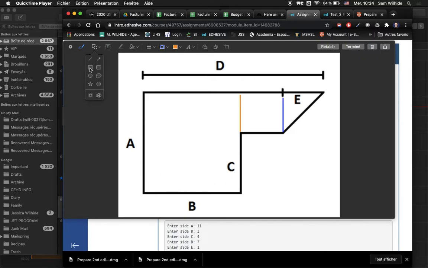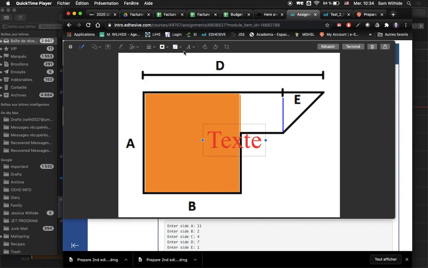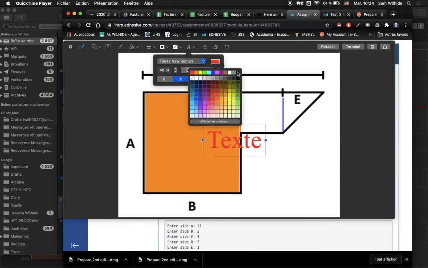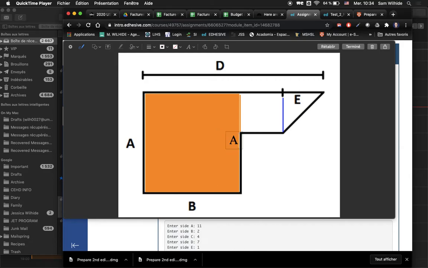That's the easiest one. The area of that big rectangle, and I'm showing that with the orange box, is going to be just A times B. Okay, so let me just write that in there. A times B, and that's the value of the big rectangle.